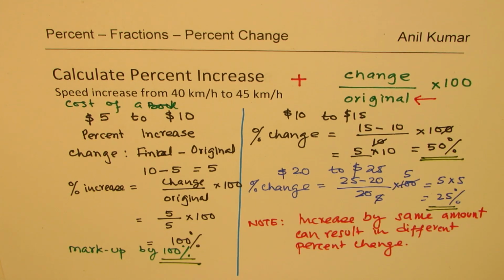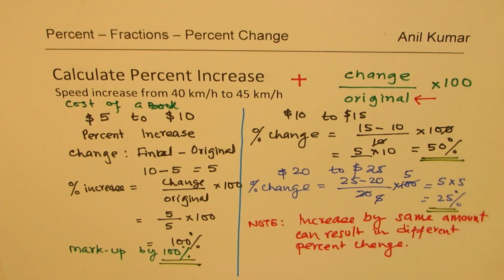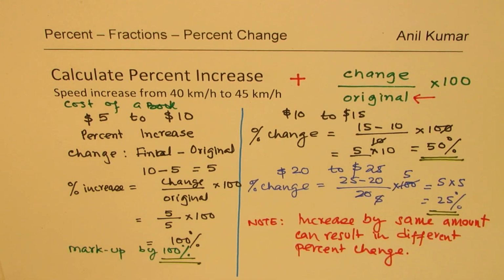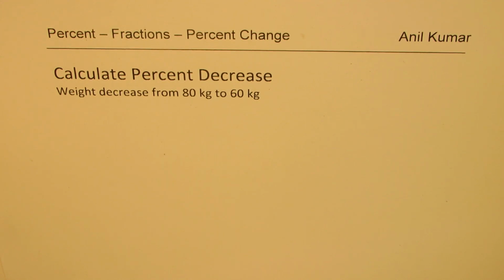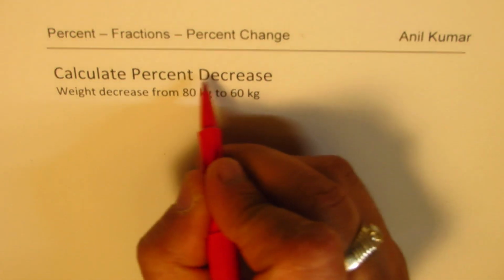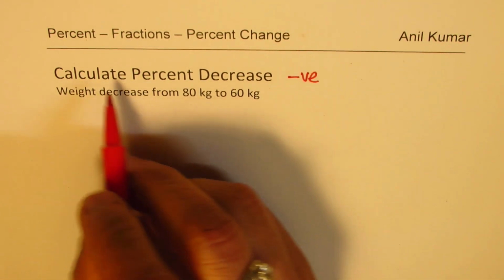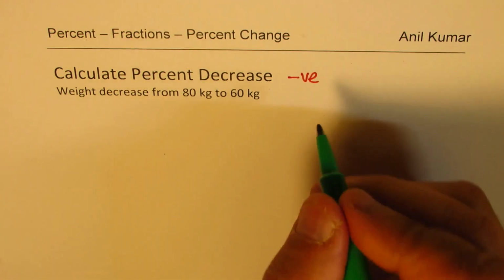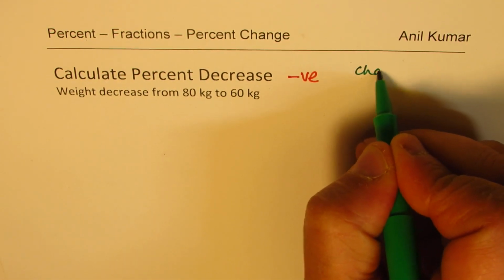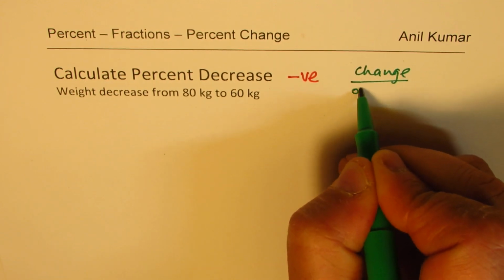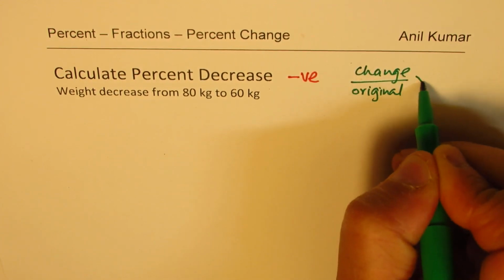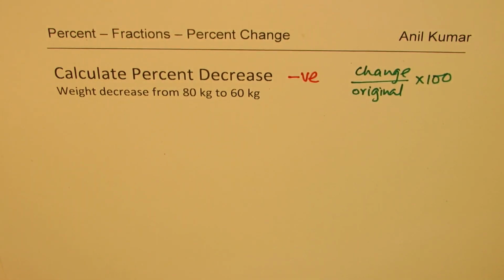Perfect? Okay, so with this, let's go to the last part of our video, where we'll take up percent decrease, or kind of discounts which you get for shopping, right? Okay, so in this case, we'll calculate the percent decrease. As you will recall, percent change could be positive or negative. When the percentage change is negative, we say it is percent decrease, and that is always equal to change over original amount times 100, correct? So let's take a few examples.